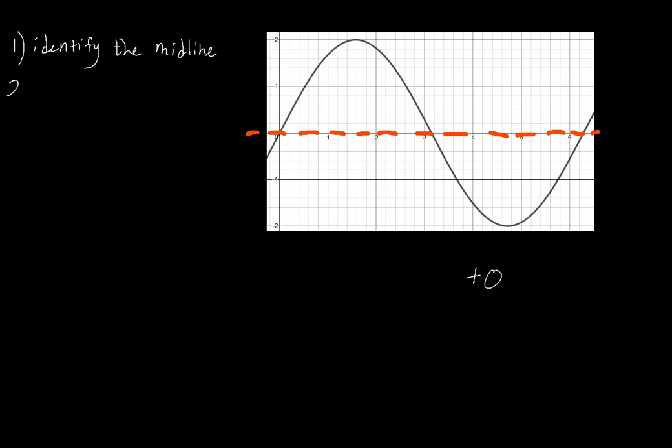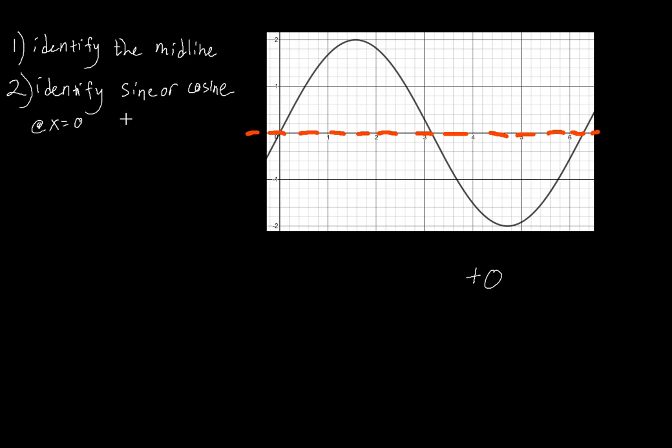Typically at this point, the next thing I'll do is identify if I'm looking at sine or cosine. And the way I do that is by looking when x equals 0. So at x equals 0, am I at a midline, a crest, or a trough?